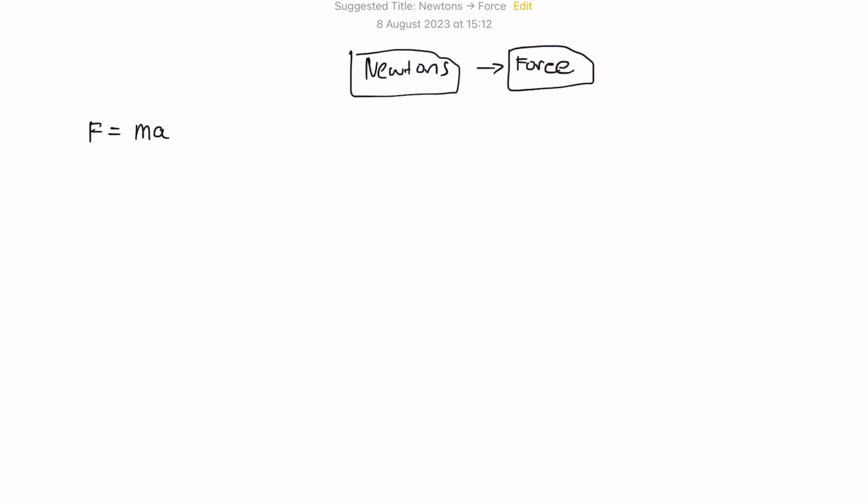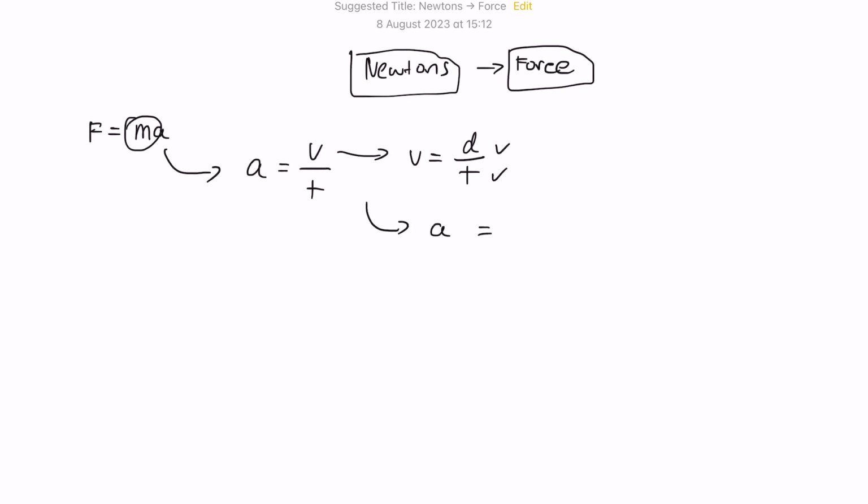Now, here's the thing. We have to keep repeating this process until we reach a formula that just consists of fundamental quantities. Mass is already a fundamental quantity, so we can leave it alone. But acceleration is not. Acceleration is velocity over time. Time is a fundamental unit, but velocity is not. So velocity is also equal to distance over time. Distance is a fundamental unit, and so is time. So this works out. Now we just have to substitute that, so we get acceleration is equal to distance over time squared. Now, I'm just going to walk through the maths up here.